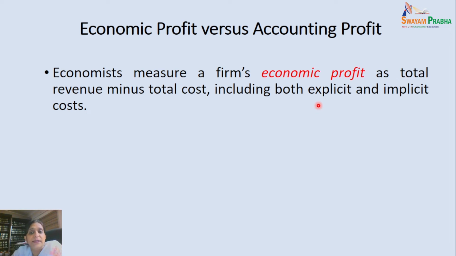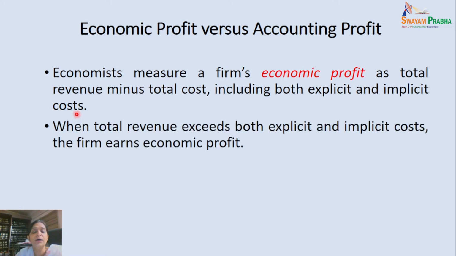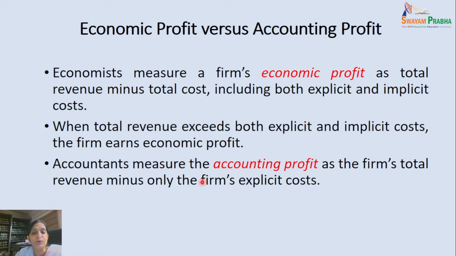In economics, you measure a firm's economic profit as total revenue minus total cost. But what is this total cost in the view of economics? It is inclusive of both the explicit cost and the implicit cost. Whereas when you talk about accounting profit, we will only be saying that it is the difference between total revenue and the firm's explicit cost.